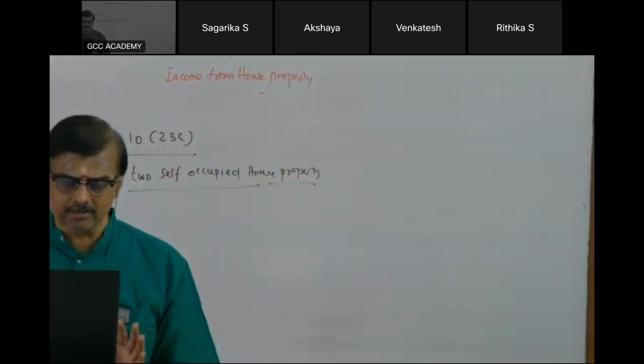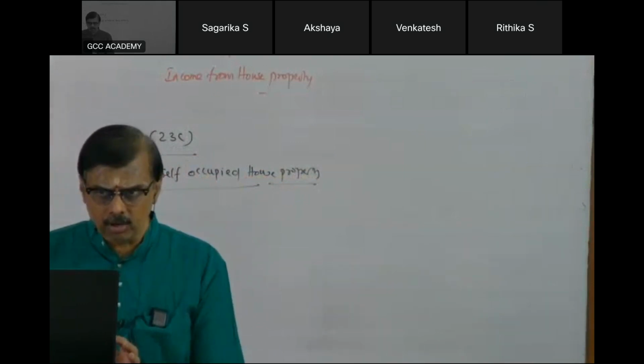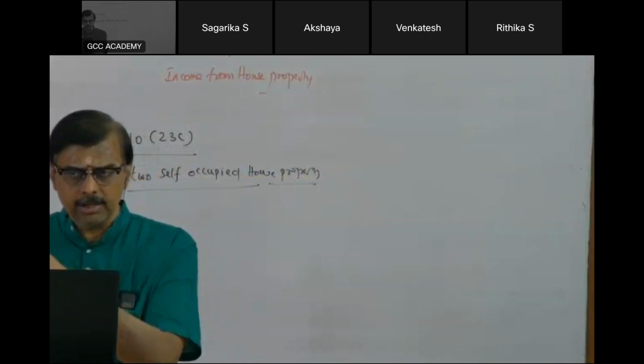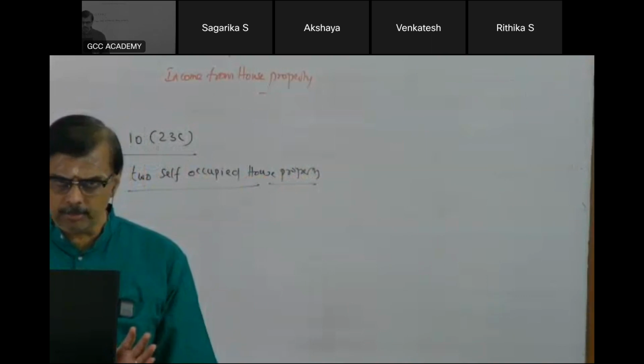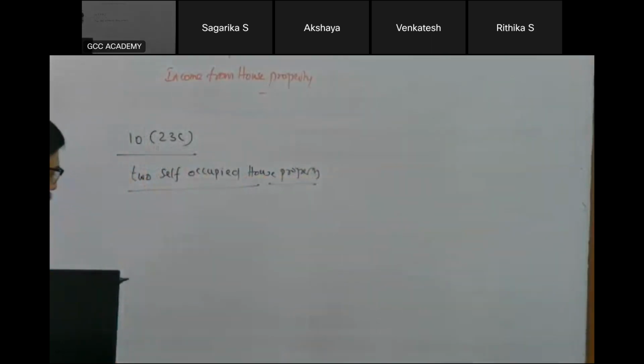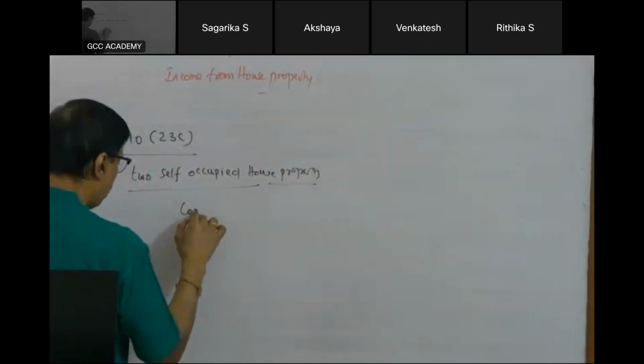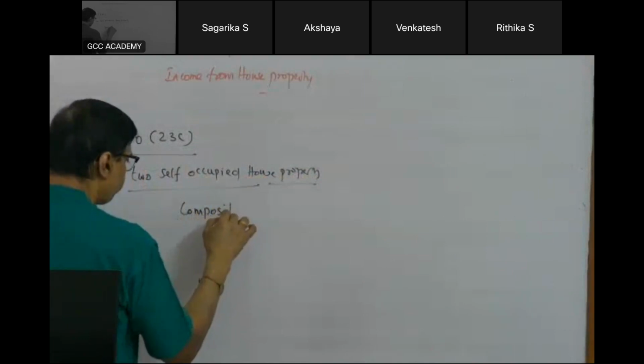So what does it mean eventually? If you have a house and you let it out, only then will it be chargeable to tax. Are you able to follow me? Okay. If you recollect, in the last class we discussed a concept called composite rent, very, very important.